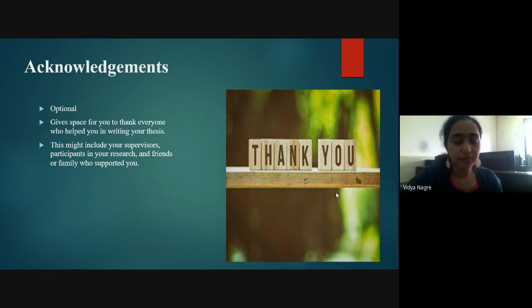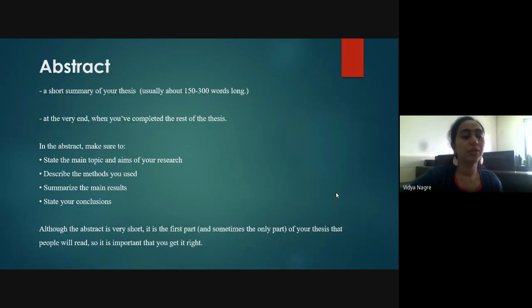Now, in the process of research, many people help you out, like your family and friends who always motivate you. At the same time, your guide consistently guides you. There are some people, experts in the subject, who are helping you without any expectations. So this is a space where you have a chance to thank all of them. So this is a page of acknowledgement.